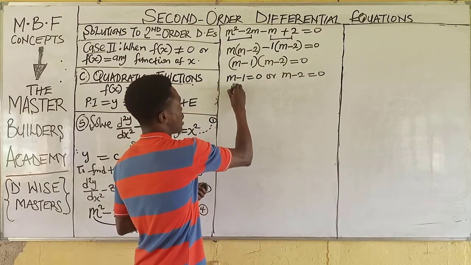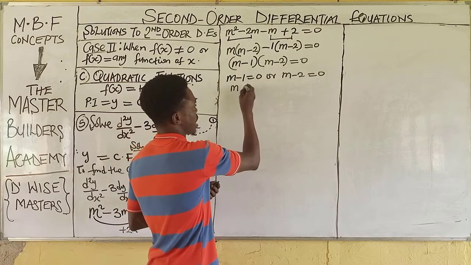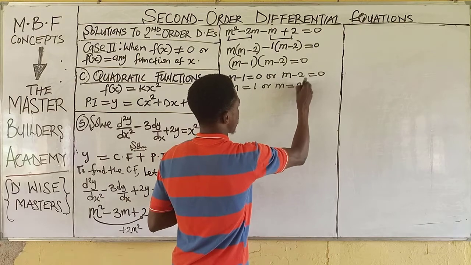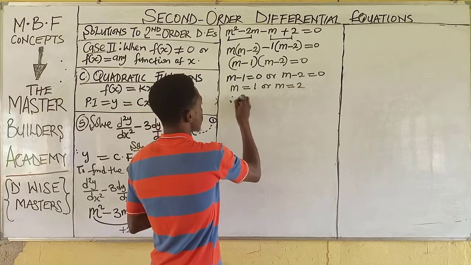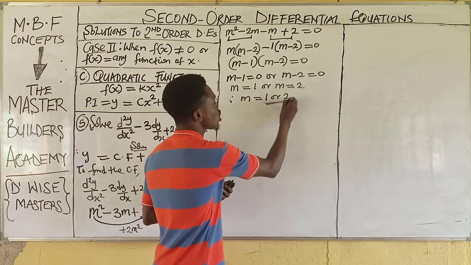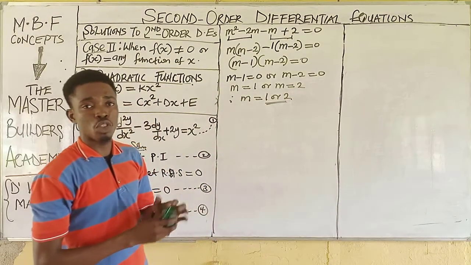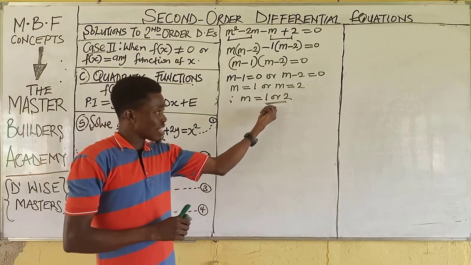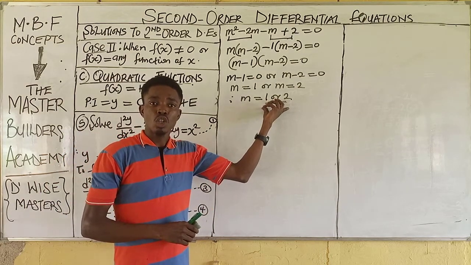Now from here we are going to make m the subject of the formula. When I take 1 across the sign, it becomes positive 1, or when I take minus 2 to the other side, it becomes positive 2. Therefore, we have that m is equal to 1 or 2. With the result we have here now, we will be able to deduce the general solution to a second order differential equation which has roots equivalent to what we have here now.